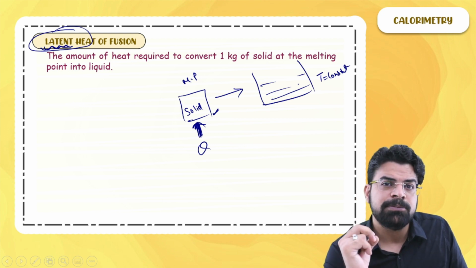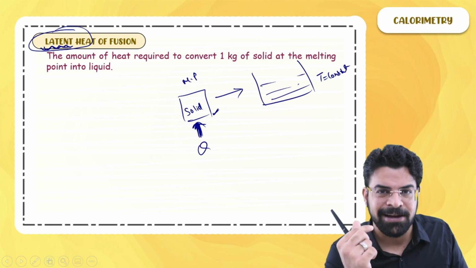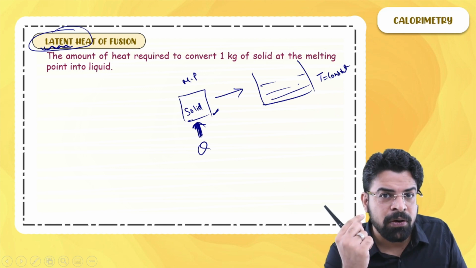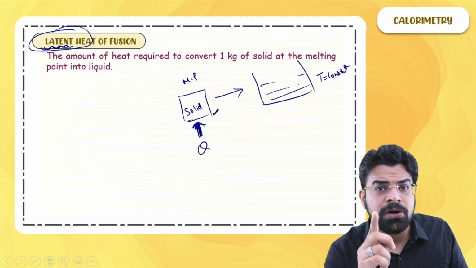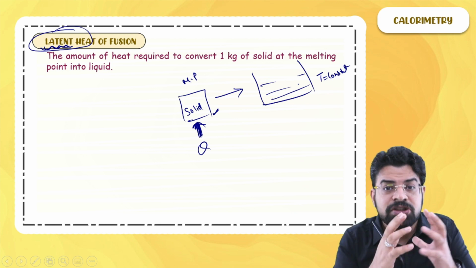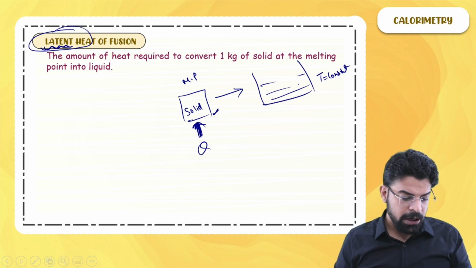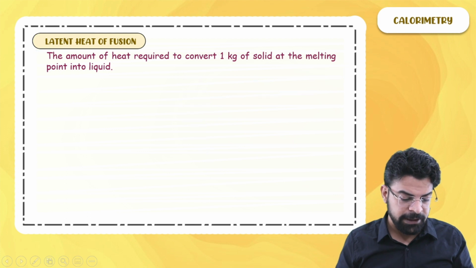So we call this particular heat latent heat. It is hidden. You can't see its effect on increase in temperature. But no doubt it changes the state. It converts solid into liquid. Now, what is the definition of latent heat of fusion?